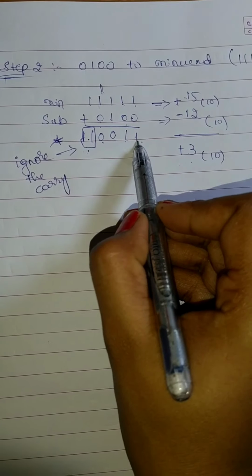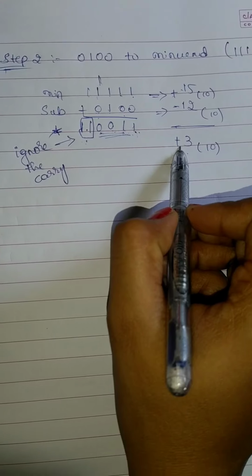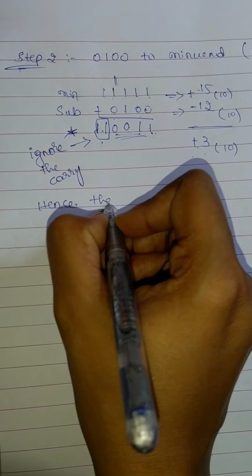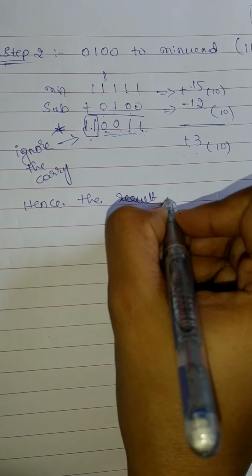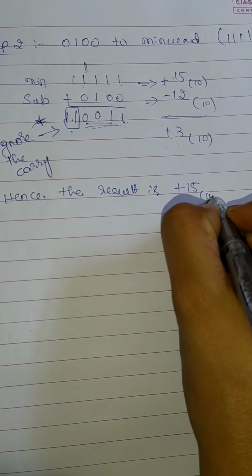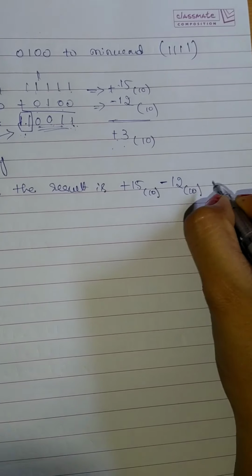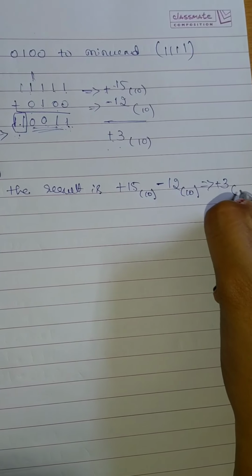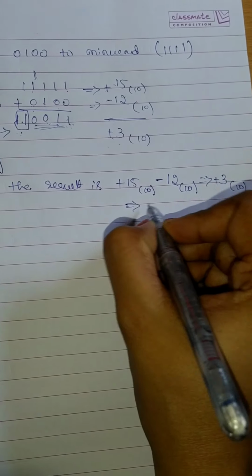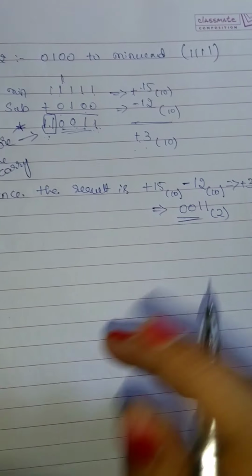So if we convert 8421, what value comes? If we do 8421, 2 plus 1 becomes what? 3. So hence the result is plus 15 base 10 minus 12 of base 10, that is equivalent to what? Plus 3 of base 10. Okay, so which is equivalent to what? 0 0 1 1 base 2.